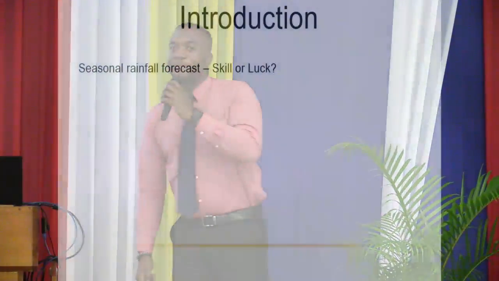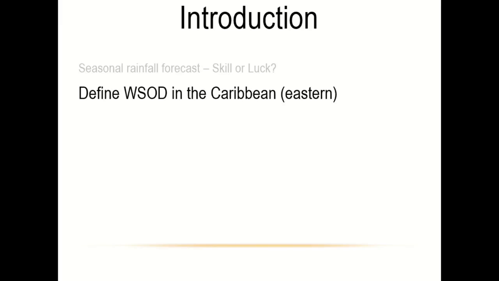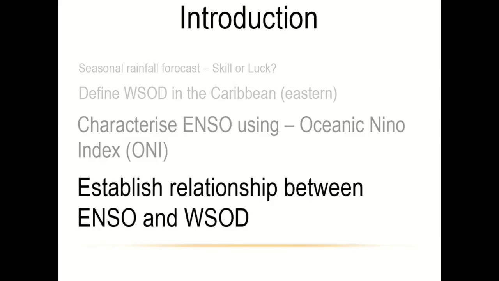So, seasonal rainfall forecasting scale was assessed, and we'll be discussing this paper. Also, we're going to explain how we define the beginning of the wet season for the Eastern Caribbean and characterize ENSO, and I'll elaborate more on that, and establish a relationship between ENSO and the wet season onset dates.